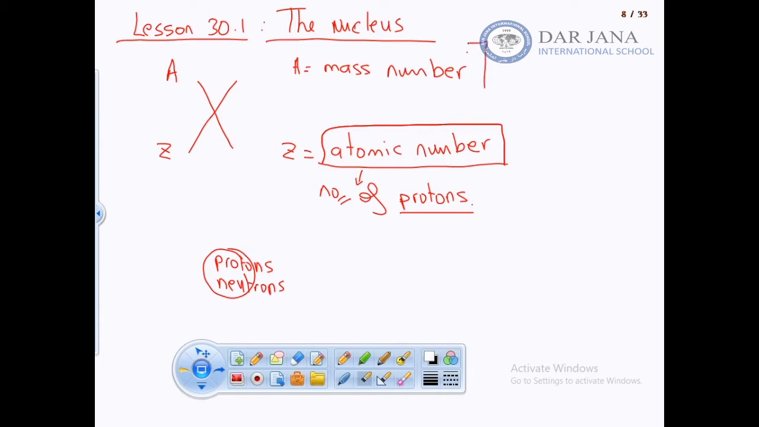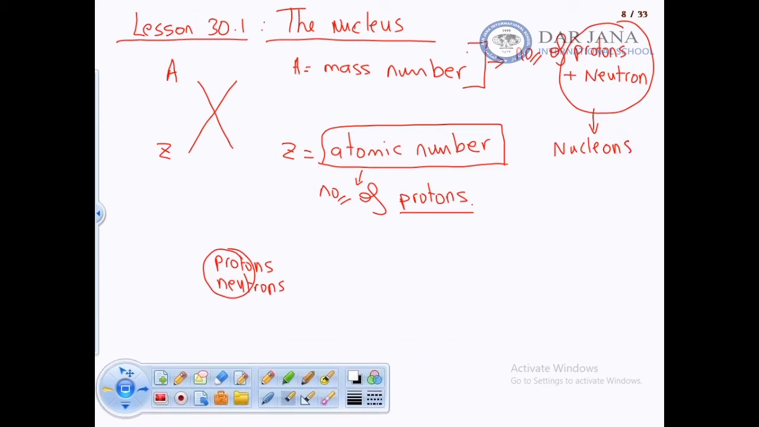The mass number A is the bigger number. It is the number of protons plus neutrons. Protons and neutrons together are called nucleons. So A is the mass number or the number of nucleons.